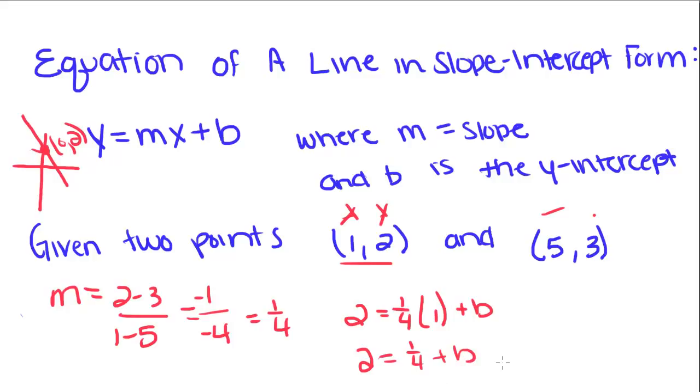If you subtract the 1/4 over, you get b is equal to 7/4. So if we're going to write the equation, we're going to write y is equal to 1/4 x plus 7/4.